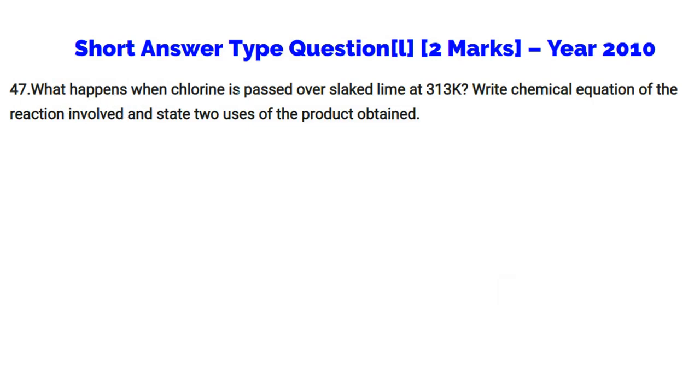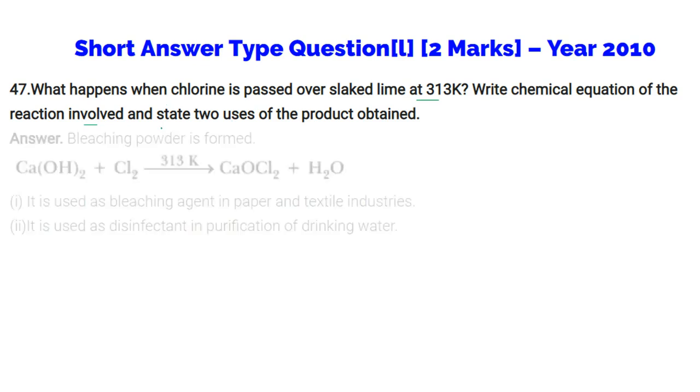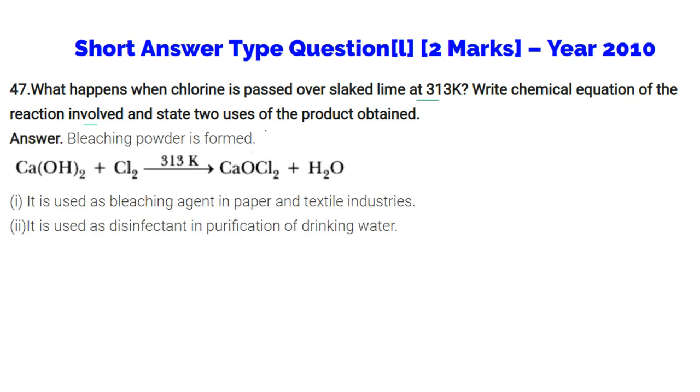What happens when chlorine is passed over slaked lime at 313 Kelvin? Write the chemical equation of the reaction involved and state 2 uses of the product obtained. So bleaching powder is formed. Calcium hydroxide combined with chlorine at 313 Kelvin will give you calcium oxychloride, which is bleaching powder.